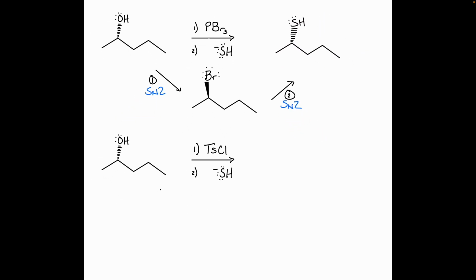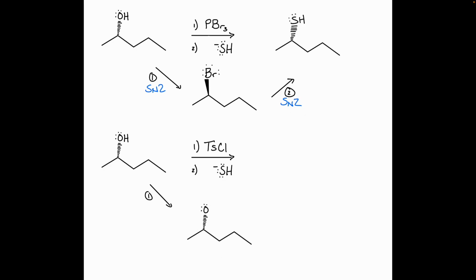All right, so the big difference here is if instead I use that tosyl chloride method, what are we going to do to our wedge? No, it's not a wedge. What are we going to do to our dash? It's going to stay the same. I'm just going to put that Ts onto that oxygen. All right, but then when I do my second step, I still have that SN2 mechanism. So now I'll see this stereochemical inversion from a dash to a wedge.